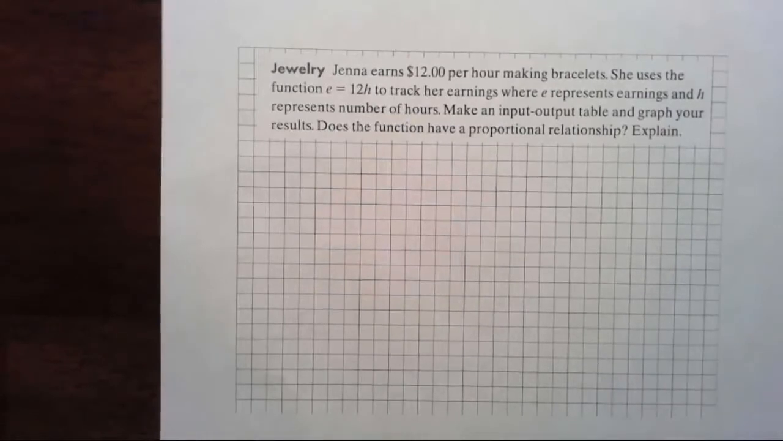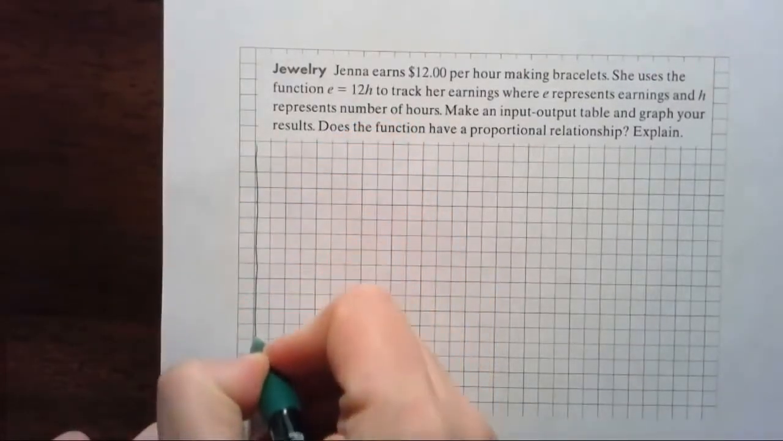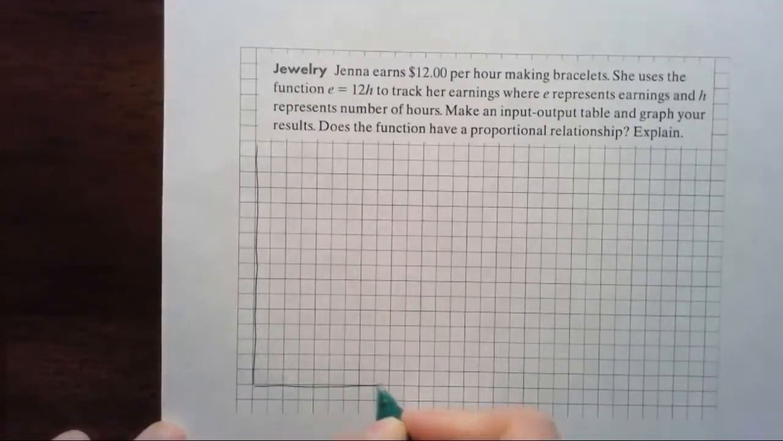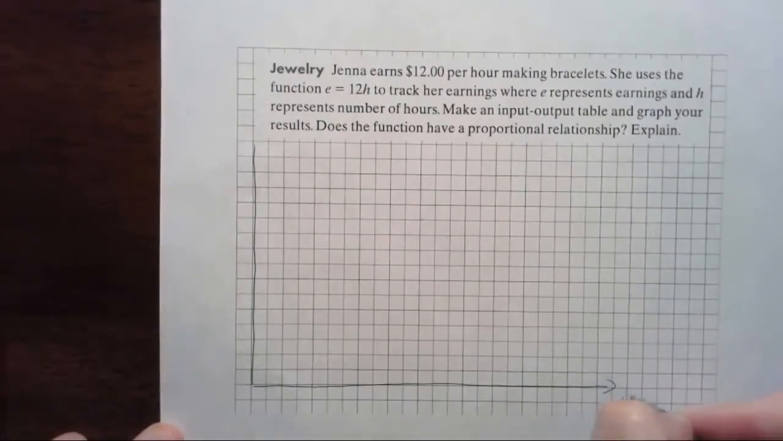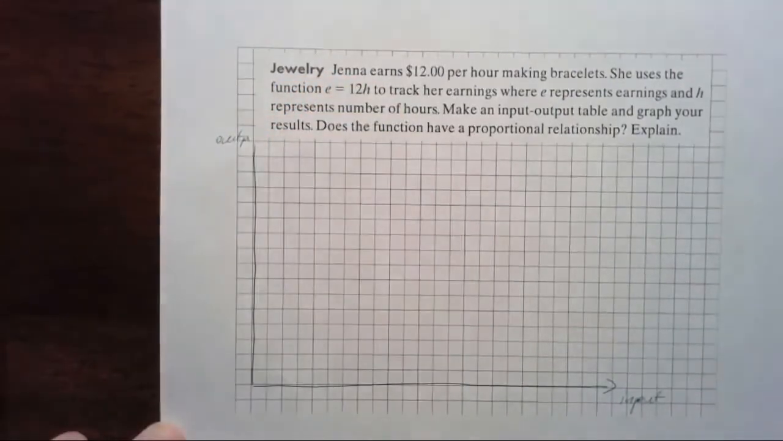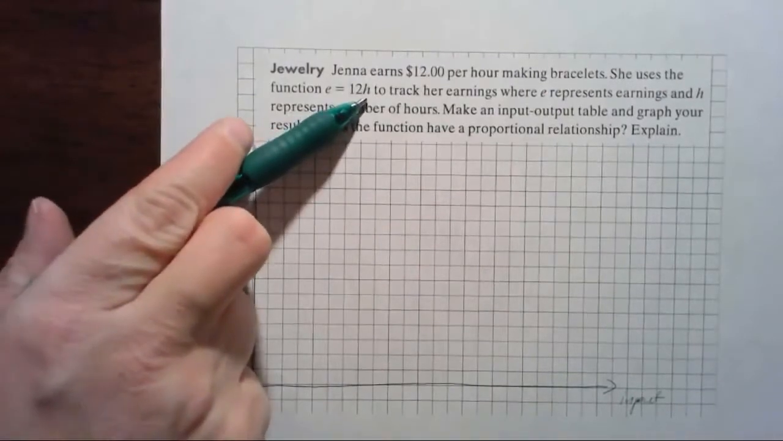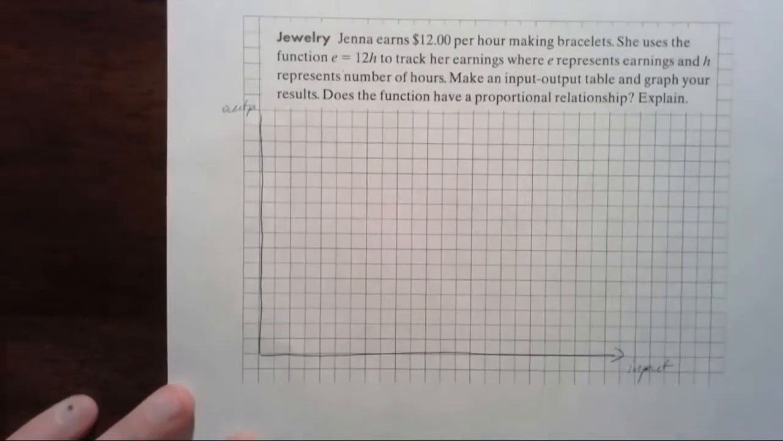All right, the last question. Jewelry earns $12 per hour making bracelets. She uses the function E equals 12H to track her earnings, where E represents earnings and H represents the number of hours. Make an input-output table and graph your results. So I'm going to make my table. Which one goes on the x axis? Which one goes on y? You may ask, so I'll tell you. All the x's are your inputs, and outputs go on the y. In my situation, input is my H, so it's the hours, and earnings go on the output.